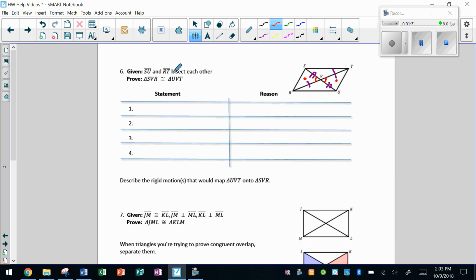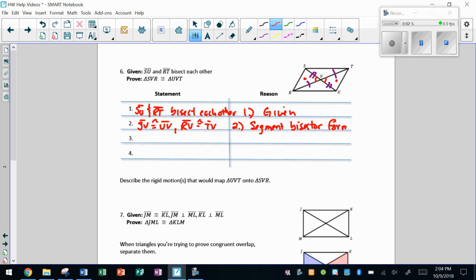So the first thing we're going to do is restate our given. So we have SU and RT bisect each other. And that, of course, is true because it's given. From there, that led us to two congruencies. We now know that SV is congruent to UV, and at the same time, for the same reason, we also know that RV is congruent to TV. And the reason for that is that a segment bisector forms two congruent segments.